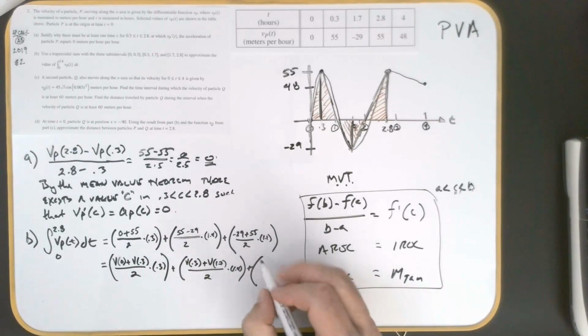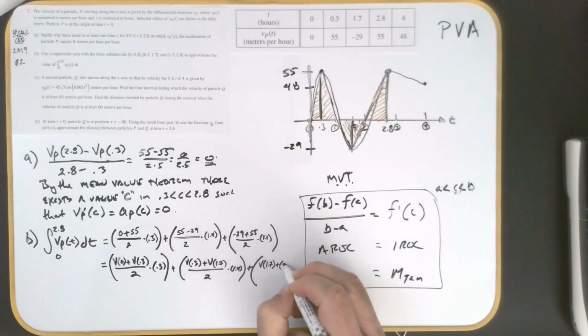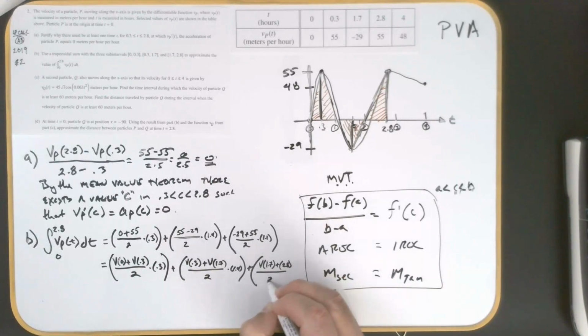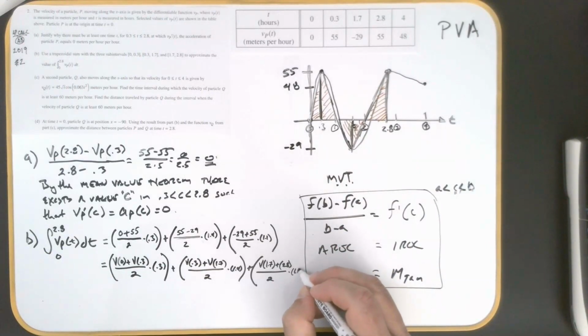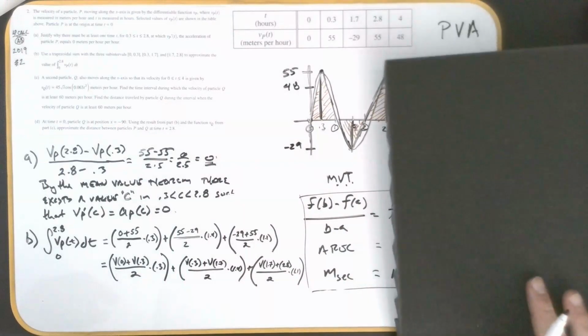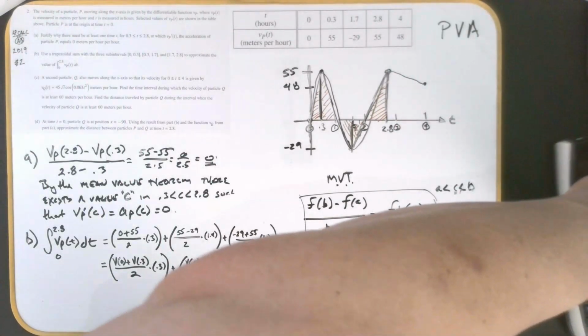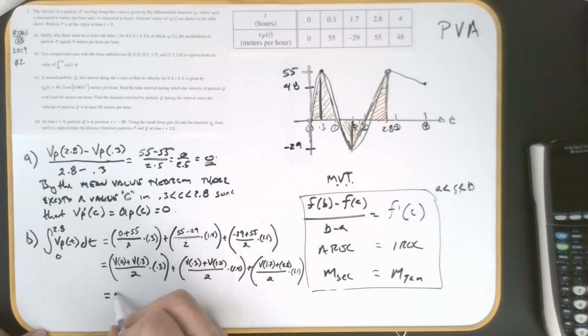And then the last one was the velocity at 1.7 plus the velocity at 2.8, divided by 2, times the width of the last interval. 2.8 minus 1.7 is 1.1. That's where those values all came from. Then it was time to just throw it in a calculator. Very tedious work here. For the sake of time, I'm just going to tell you, if you throw all of that in your calculator, what you're going to get is 40.75.